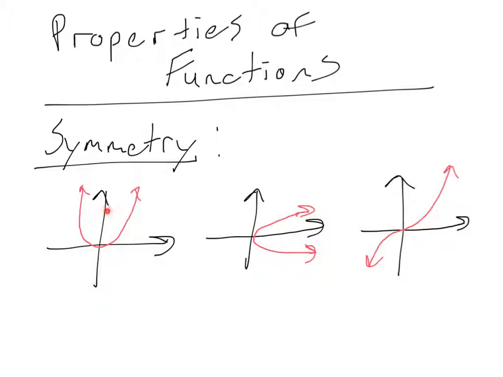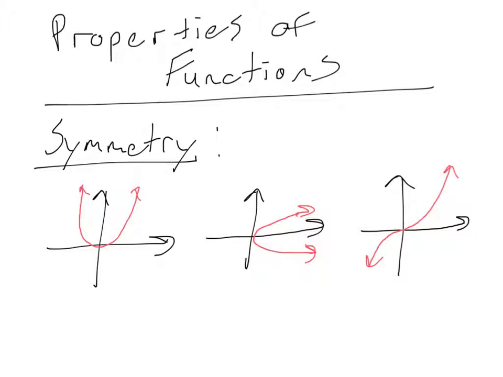So the first graph here, we see that if we were to fold it around the line of the y-axis, it would line up perfectly on top of each other. So what type of symmetry do you think this one has? Rotational symmetry. About what? Well, all symmetry is really rotational, right?